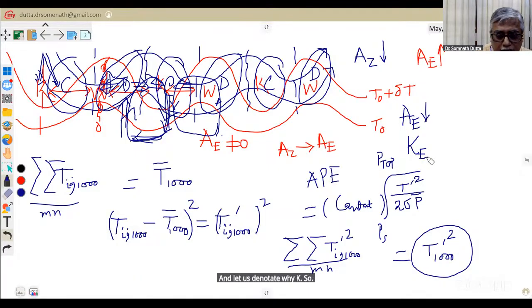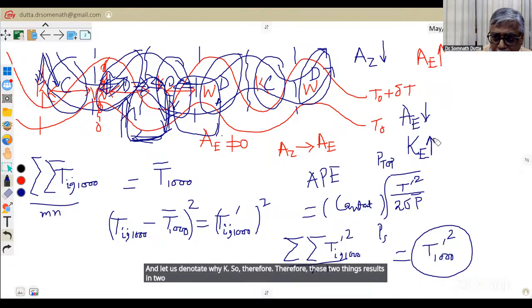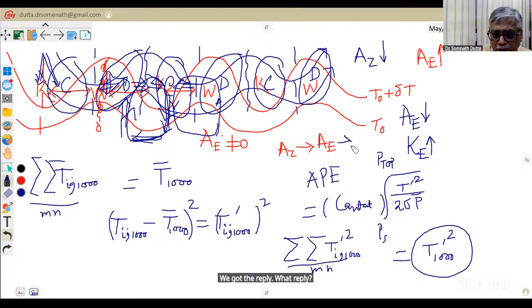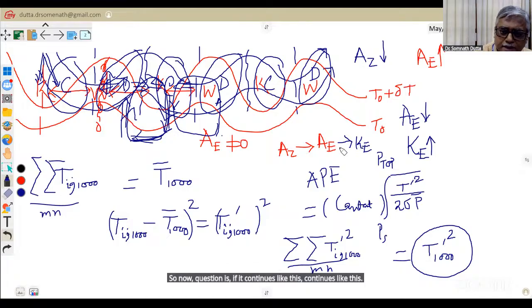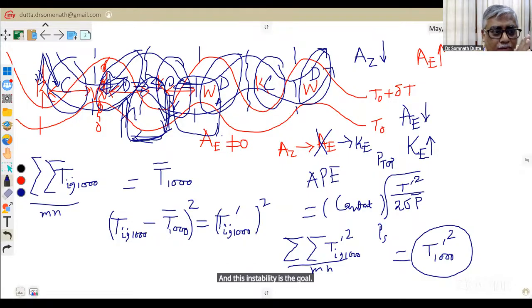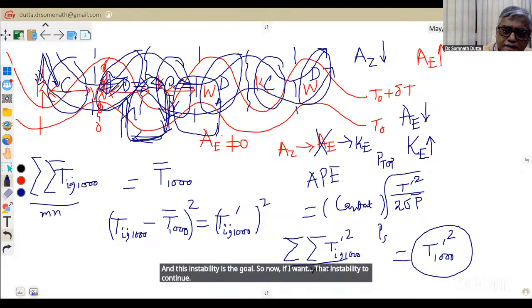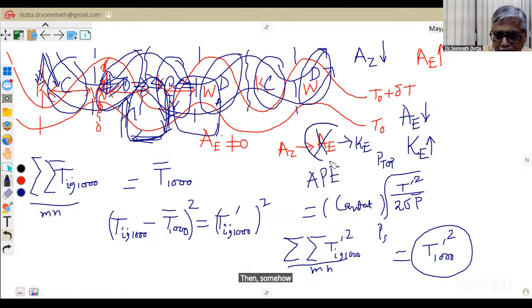So therefore, these two things result in a reduction in AE and an increase in Ke. So therefore we got the reply. What reply? This AE goes to Ke. So now question is, if it continues like this, then after some time definitely this will be off, and this instability will go. So now if I want that instability to continue, then somehow AE needs to be maintained.